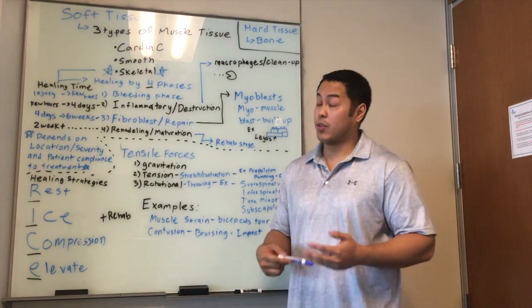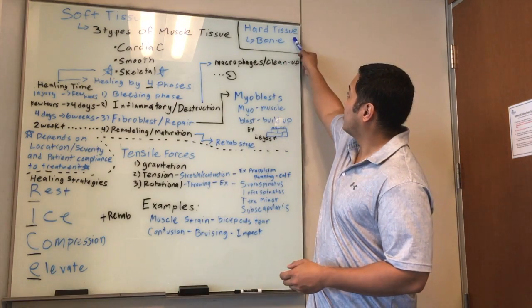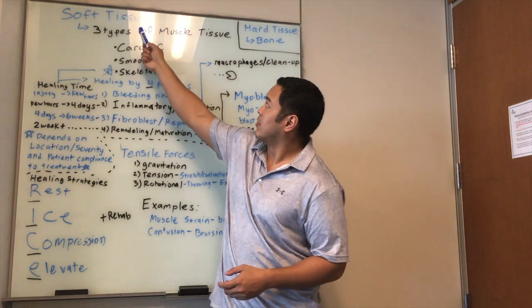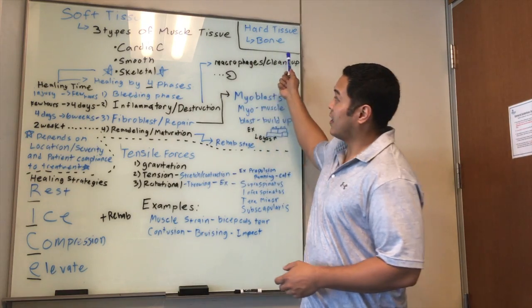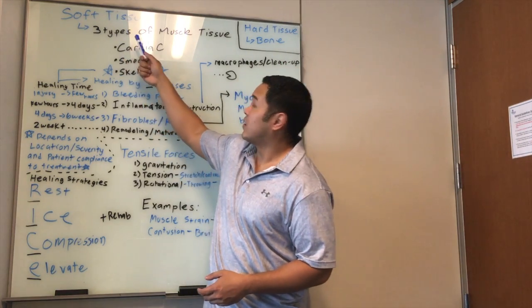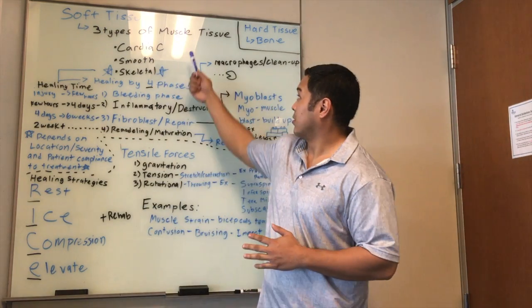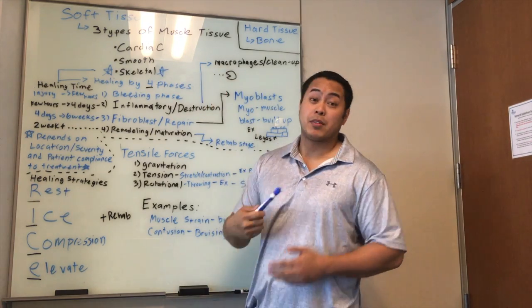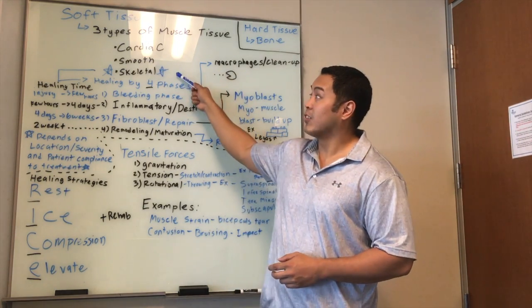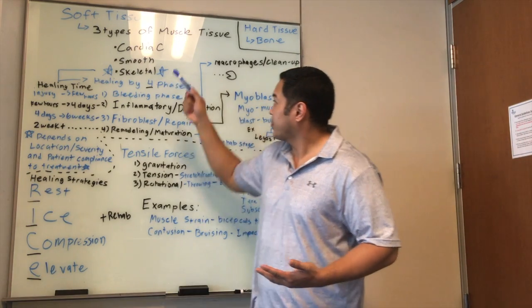So to start this off, we're going to explain the two different types of tissues we have in our body. They are hard tissue and soft tissue. An example of hard tissue is bones, so we're not going to talk about that. And an example of soft tissue is muscle tissue. There are three types of different muscle tissues. They are cardiac, smooth, and skeletal. For the purpose of this video, we're going to talk about skeletal muscle tissue because we are exercise science majors.